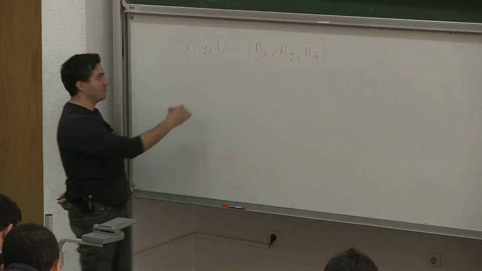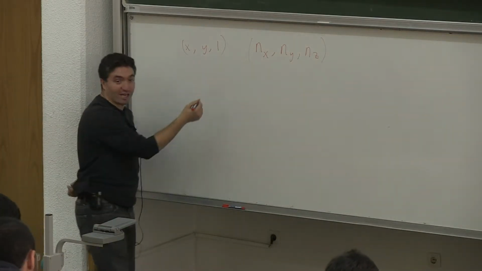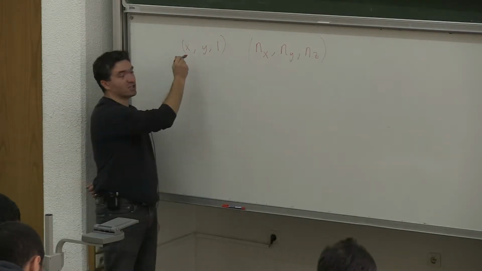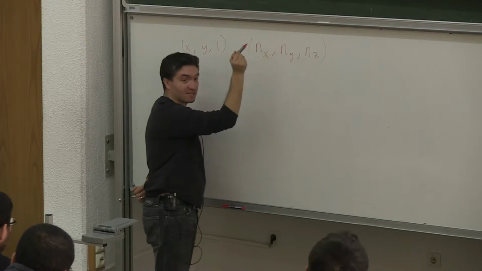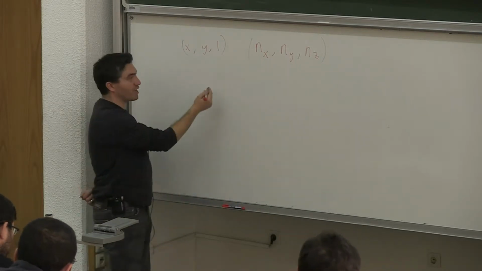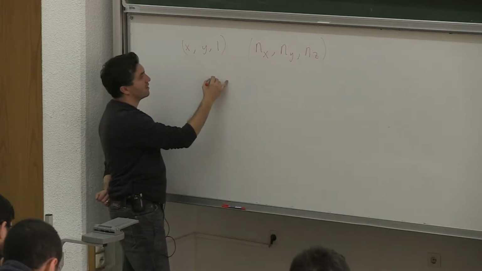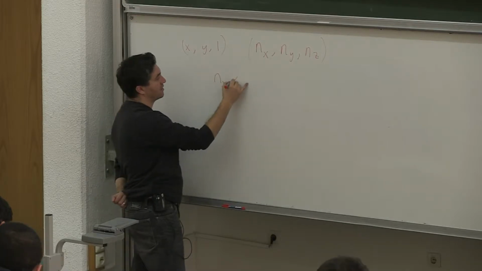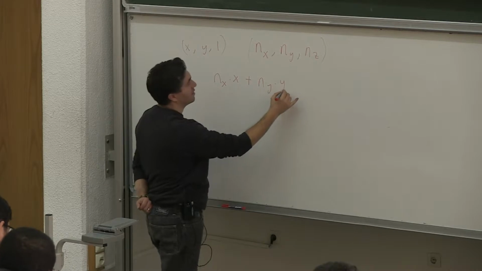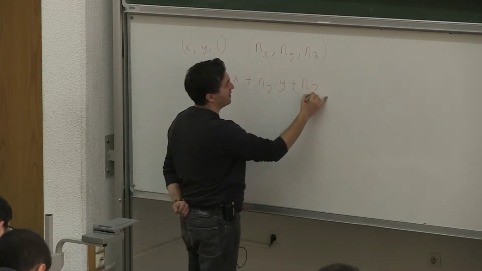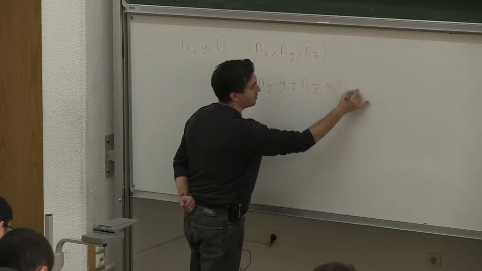Okay, so in other words, this constraint that this direction has to make an angle greater than or equal to 90 degrees with this vector turns out to be this: nx times x plus ny times y plus nz is less than or equal to 0.